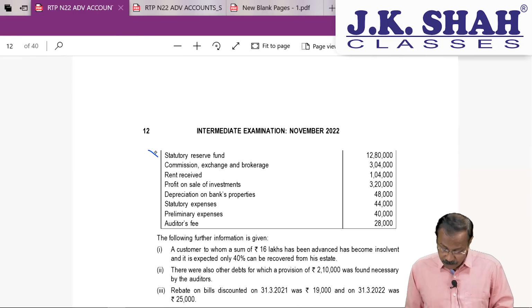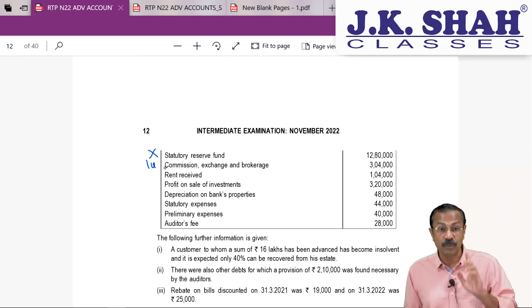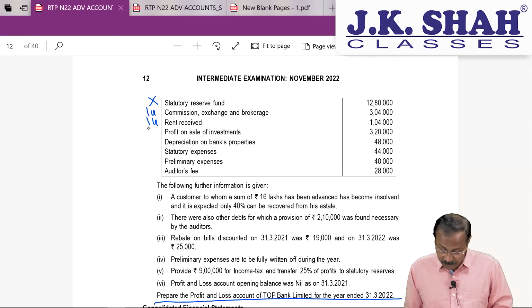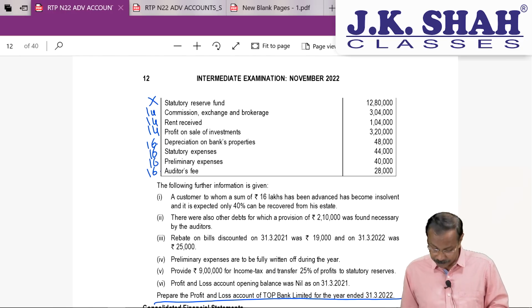Statutory reserve fund doesn't appear anywhere. Commission, exchange and brokerage, schedule number 14, other incomes, first item. Rent received, income, again 14. Profit on sale of investments, again 14. Depreciation on bank properties, 16, operating expenses. Statutory expenses 16, preliminary expenses 16, auditors fees 16.